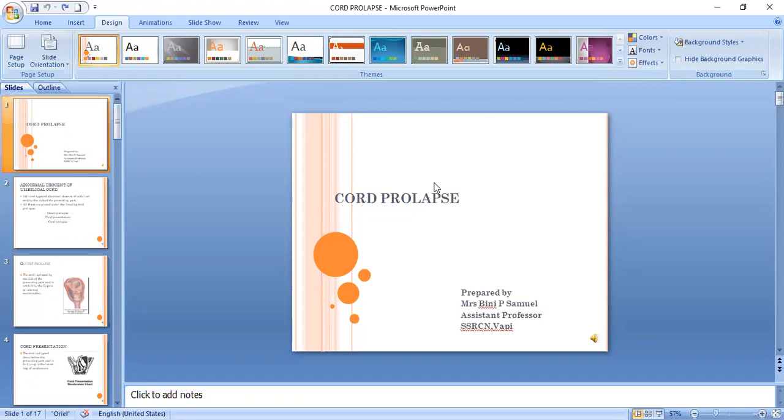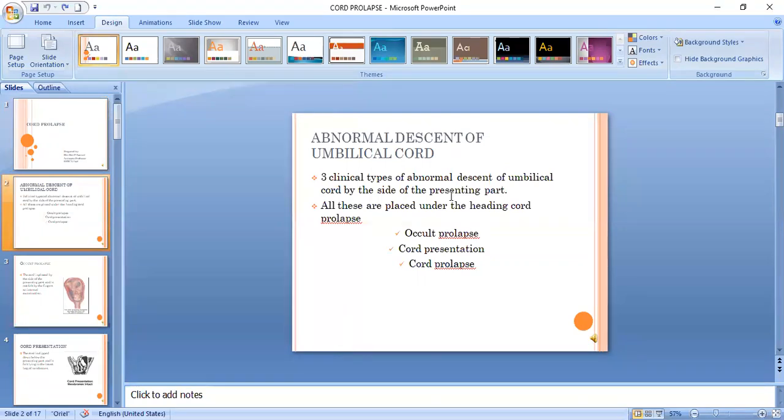As I said, cord prolapse is an abnormal descent of the umbilical cord, and there are three types: occult prolapse, cord presentation, and cord prolapse. These three clinical entities are placed under the same heading, cord prolapse. There are some differences between these three, but collectively they are placed under the heading of cord prolapse.